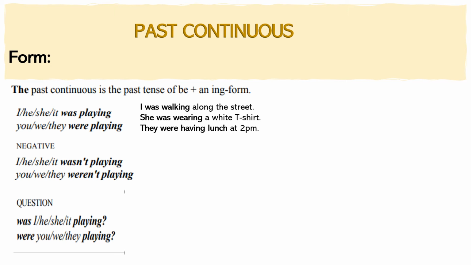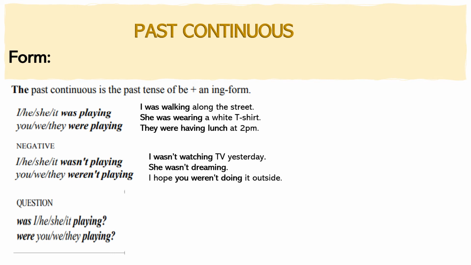Negative sentences. I, he, she, it plus was plus not and verb plus ing. I wasn't playing. You, we, they weren't playing. More examples. I wasn't watching TV yesterday. She wasn't dreaming. I hope you weren't doing it outside.